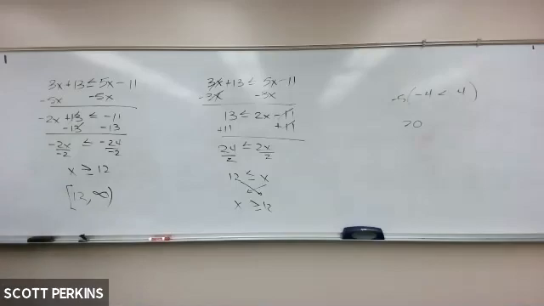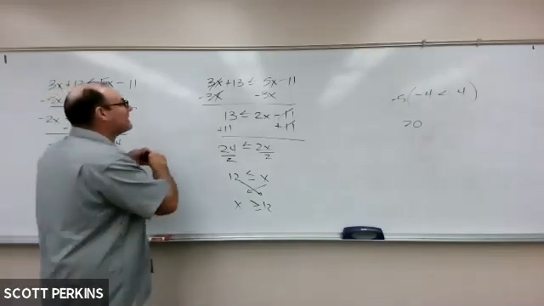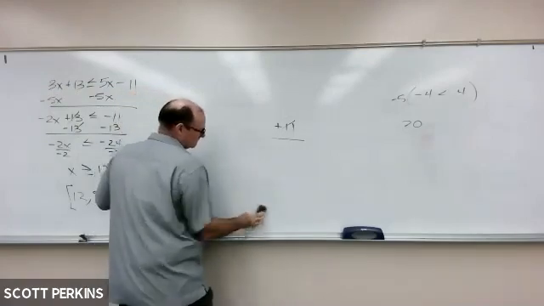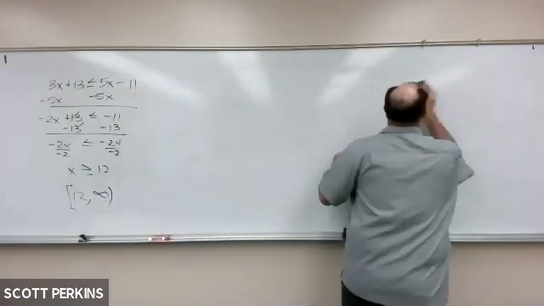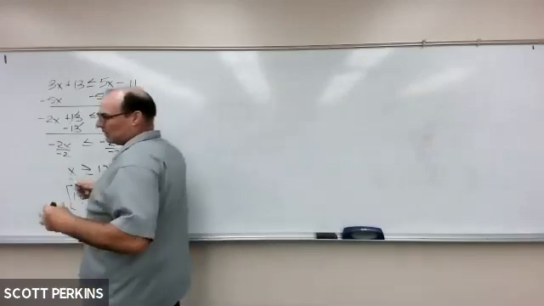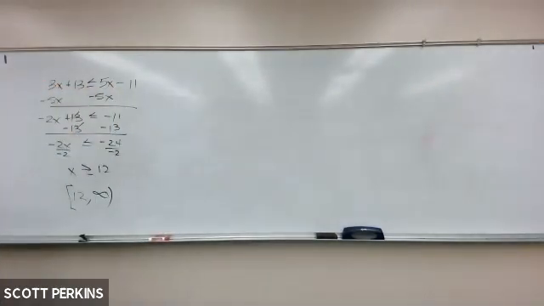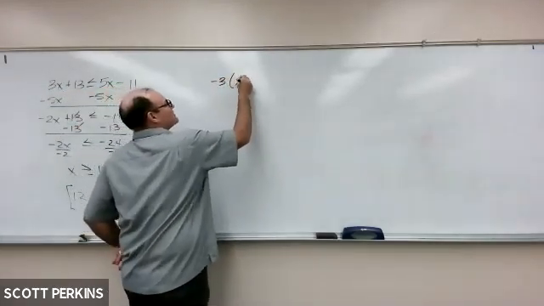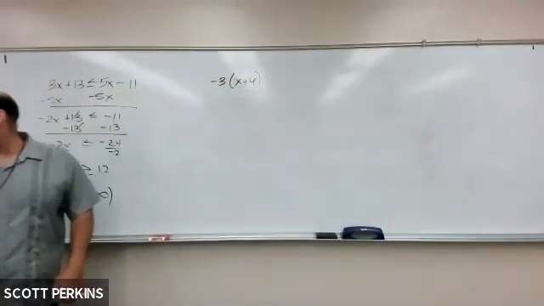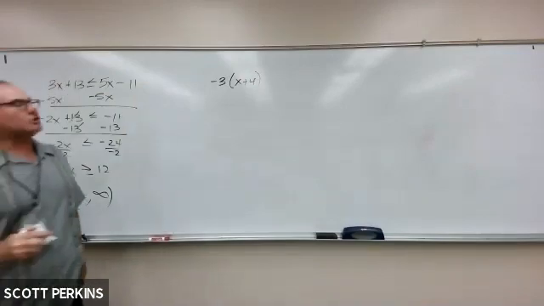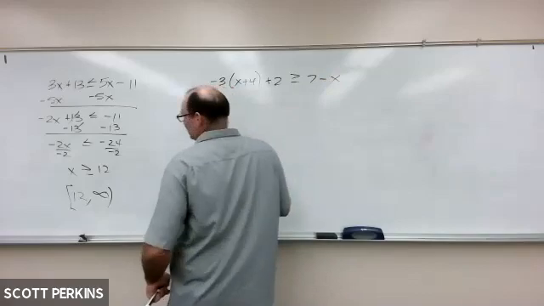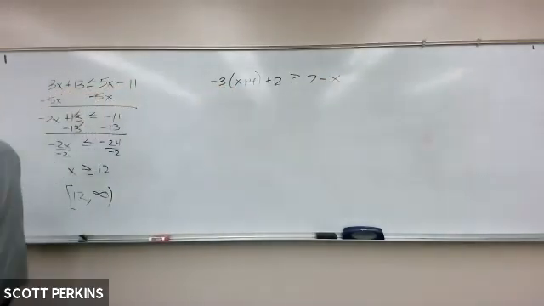I've got 2 more problems, and then we are going to be done with this section. So let's try this problem. I've got -3 times (x plus 4), then plus 2 is greater than or equal to 7 minus x. So solve that and write your answer in interval notation, please.